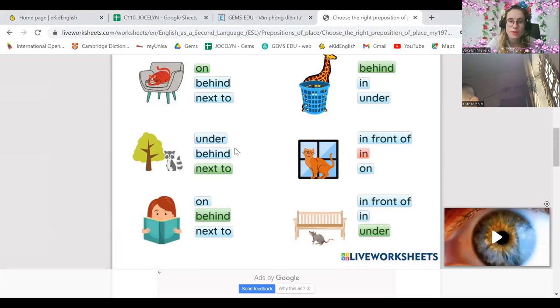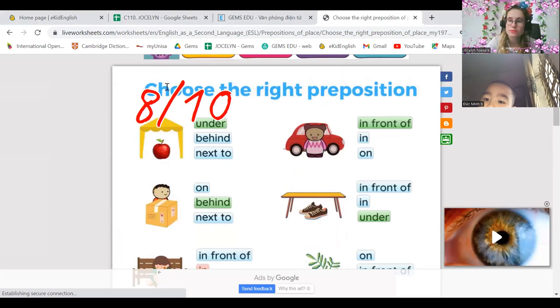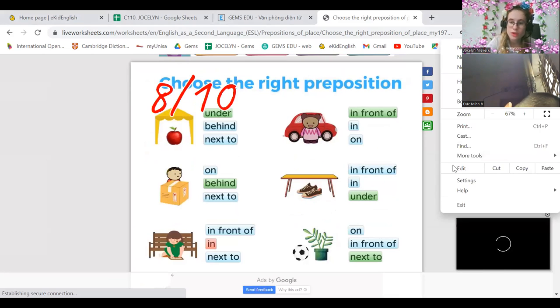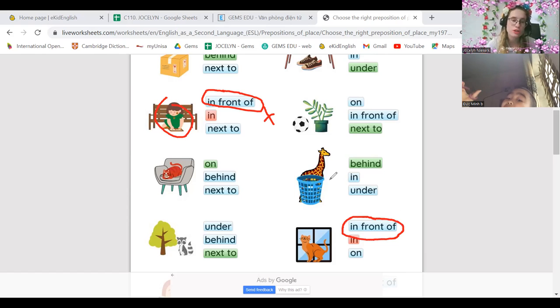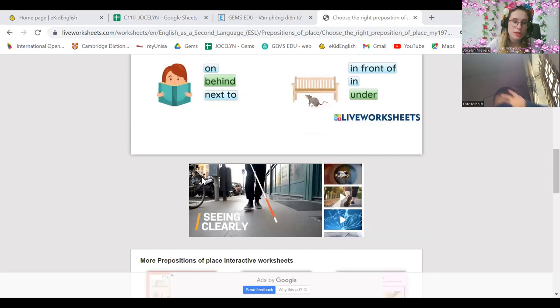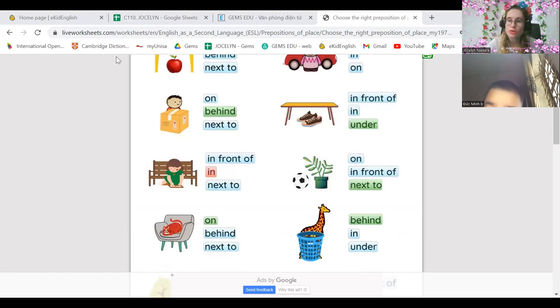Let's have a look. 8 out of 10. Not too bad. All right, this one was wrong. The girl is in front of the table. I mean the chair. Okay, she's in front of. The cat is in front of the window. Okay, 2 wrong. That's not bad. Okay, so I hope you can do some homework.